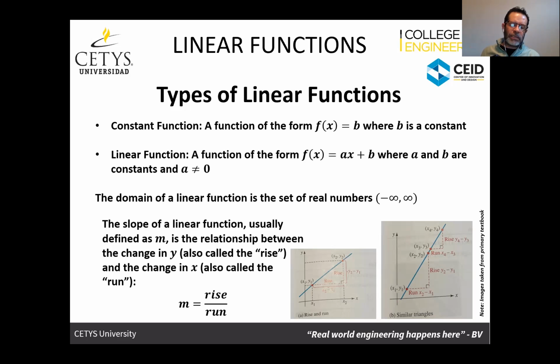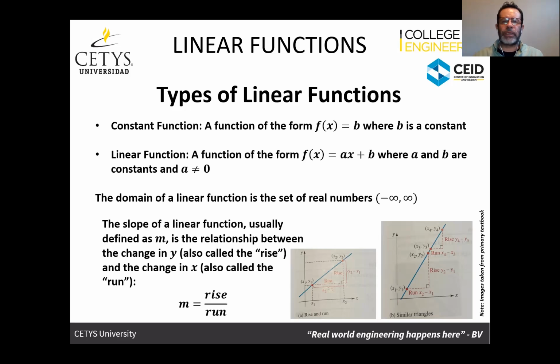And well, why is it called a linear function? Well, surprise, surprise, because the graph of a linear function is a line, obviously. It is a line, okay? And so we basically have two types of linear functions. One is what's called a constant function, or what would be a horizontal line. And that's when we have the situation of f of x being equal to b, where b is a constant.